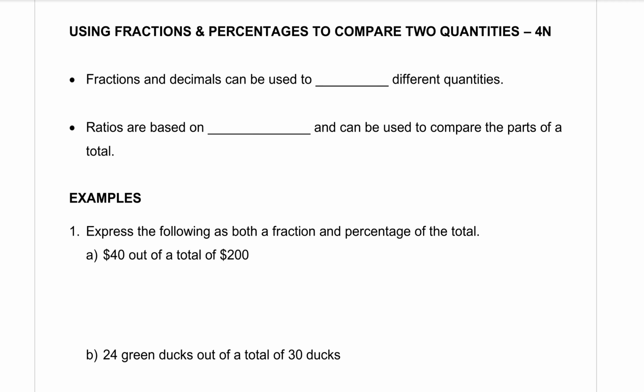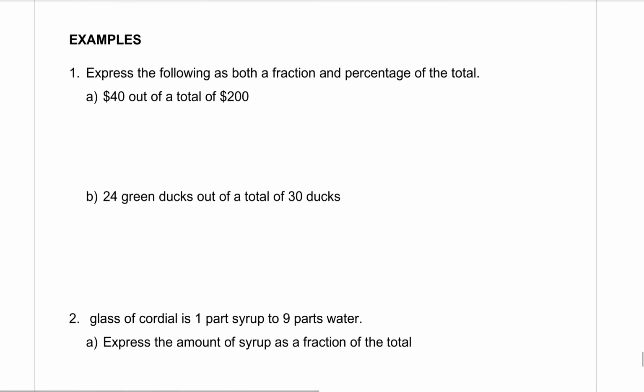Hello Year 7. Today is our last lesson for this topic and we are using fractions and percentages to compare two quantities. Fractions and decimals can be used to compare different quantities. Ratios are based on fractions and they can be used to compare the parts of a total. So the types of questions that we're going to do are down here.